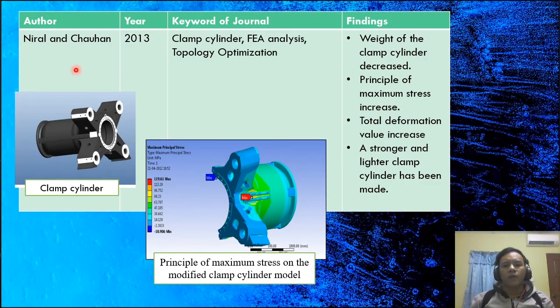Mira and Chauhan have researched a clamp cylinder. This clamp cylinder has gone through FEA analysis and topology optimization. The weight of the clamp cylinder decreased. The principal maximum stress increased. The total deformation value increased, and a stronger and lighter clamp cylinder has been met. This is the picture of the principal maximum stress on the modified clamp cylinder model.